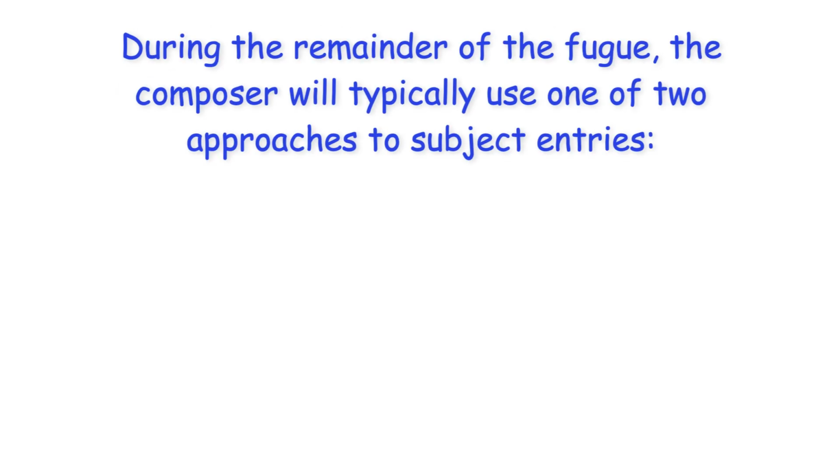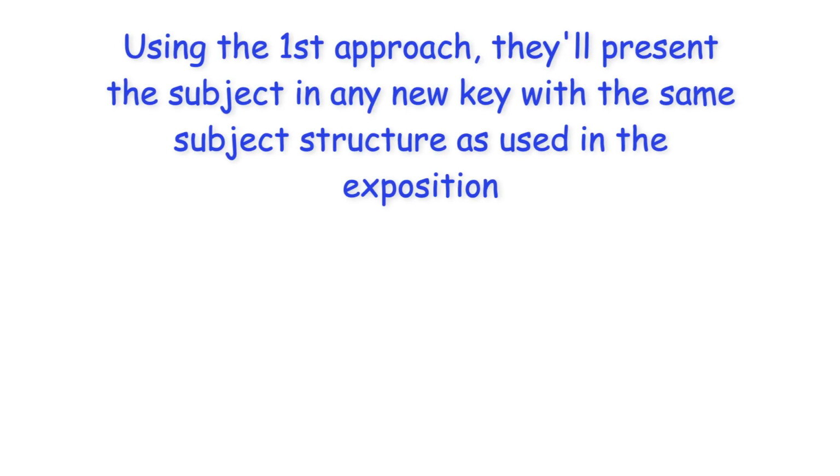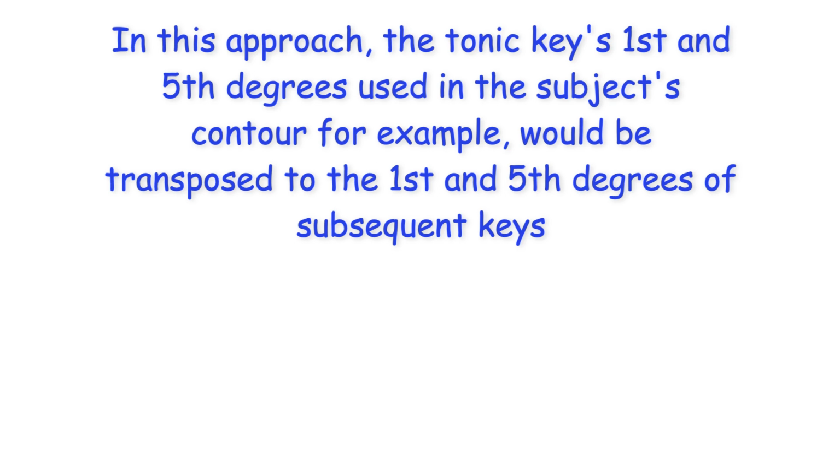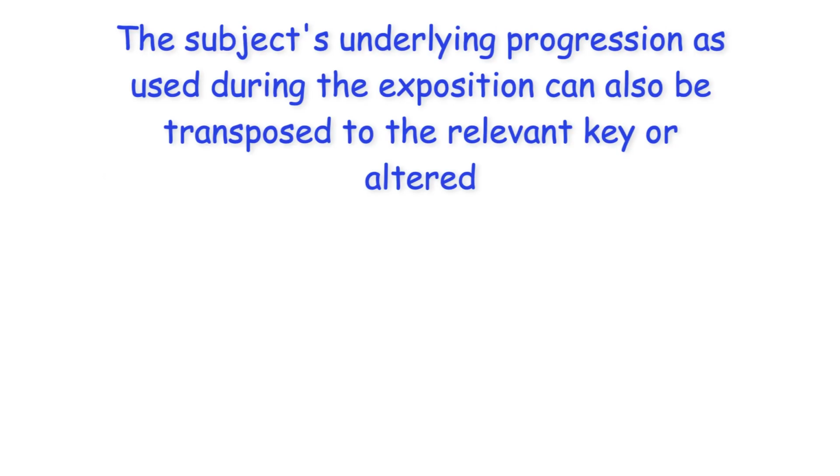During the remainder of the fugue, the composer will typically use one of two approaches to subject entries. Using the first approach, they'll present the subject in any new key with the same subject structure as used in the exposition. In this approach, the tonic key's first and fifth degrees used in the subject's contour, for example, would be transposed to the first and fifth degrees of subsequent keys. The subject's underlying progression as used during the exposition can also be transposed to the relevant key or altered.